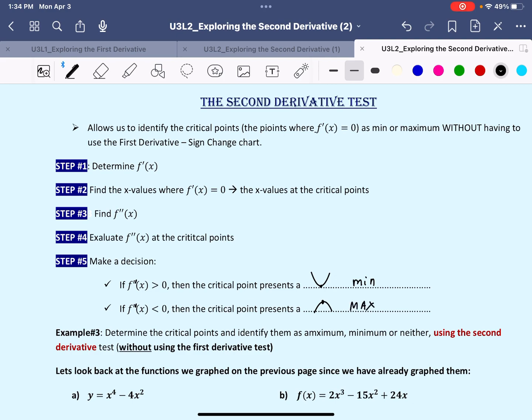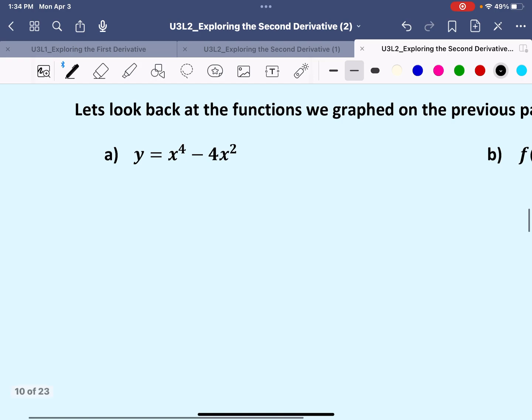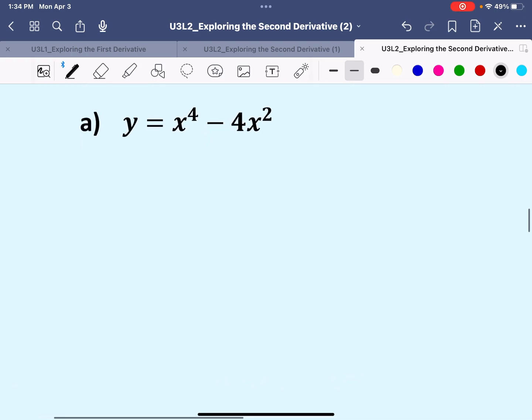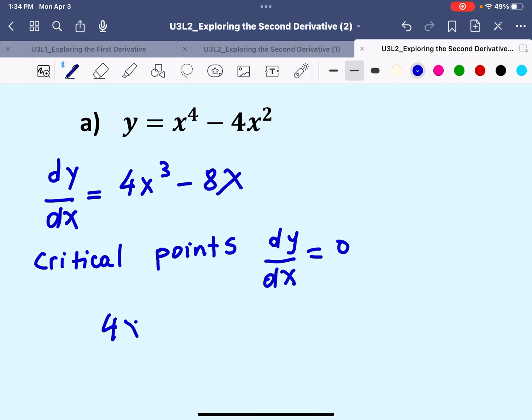So let's take a look at an example and see how we practically use the second derivative test to identify the minimum and the maximum on the graph of a function. So step number 1 would be to find the derivative dy dx. The reason why is because we need the critical points, so that would be 4x to the power 3 minus 8x. To find the critical points, we make dy dx equal to 0. So dy dx equals 0 if 4x cubed minus 8x equals 0.